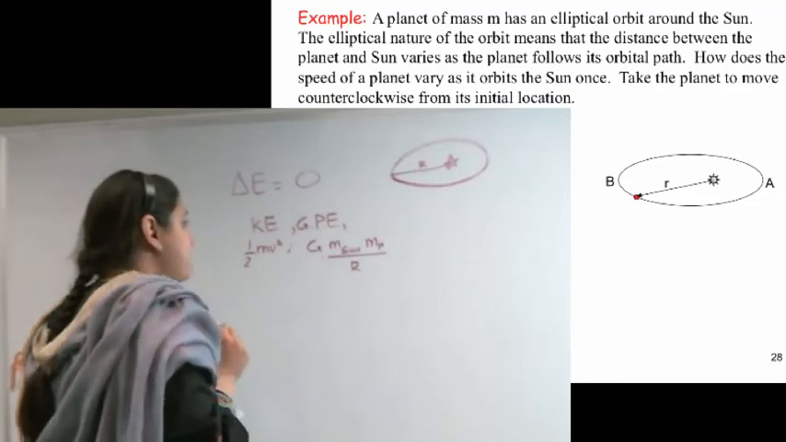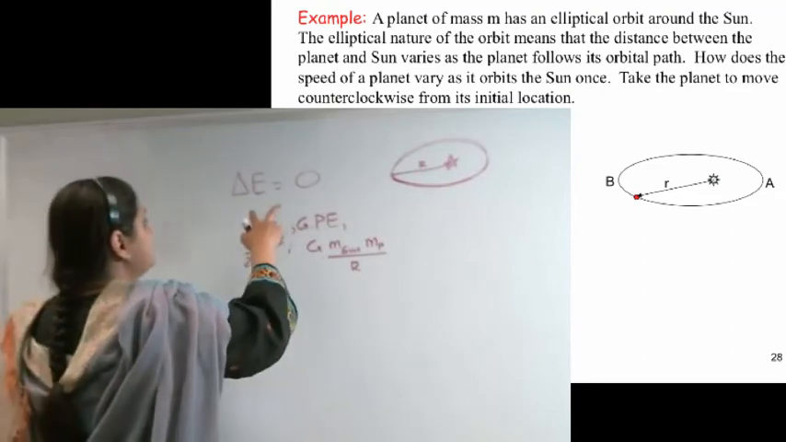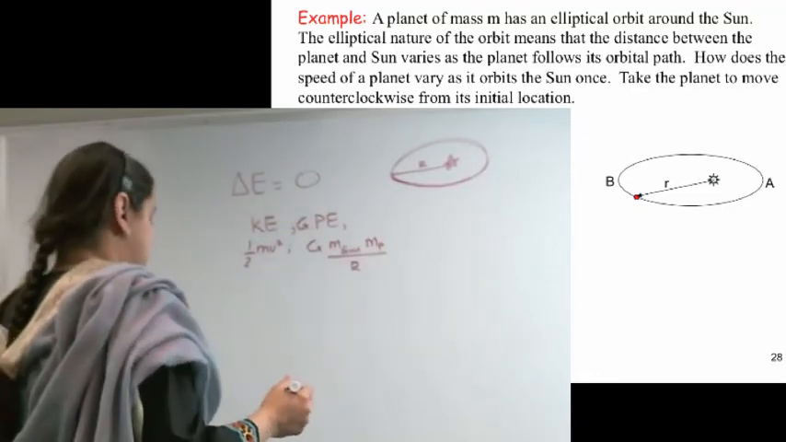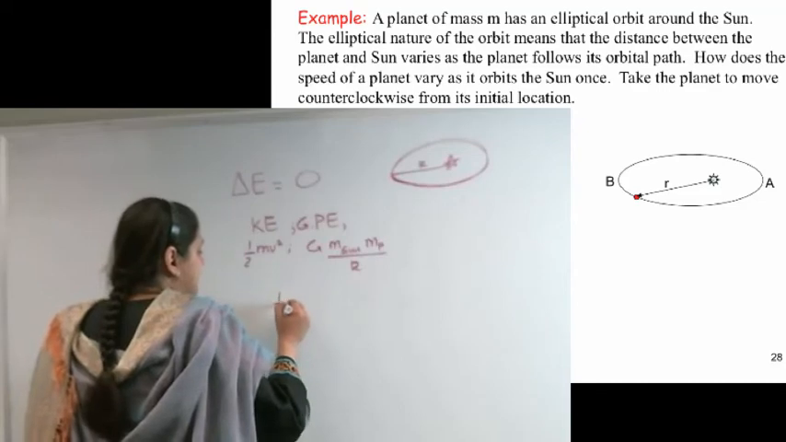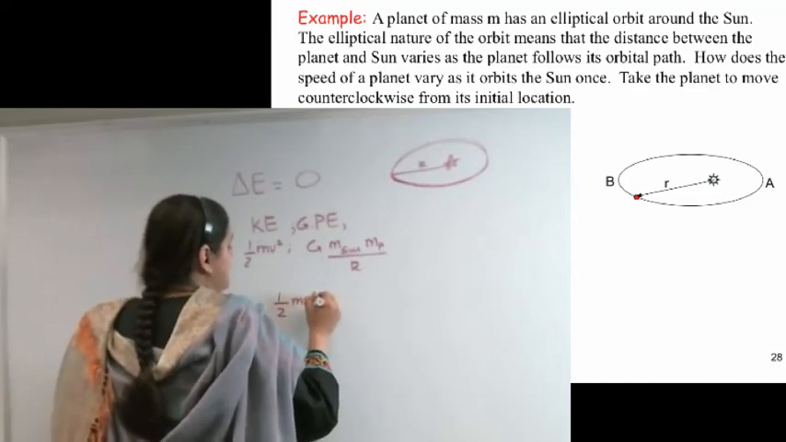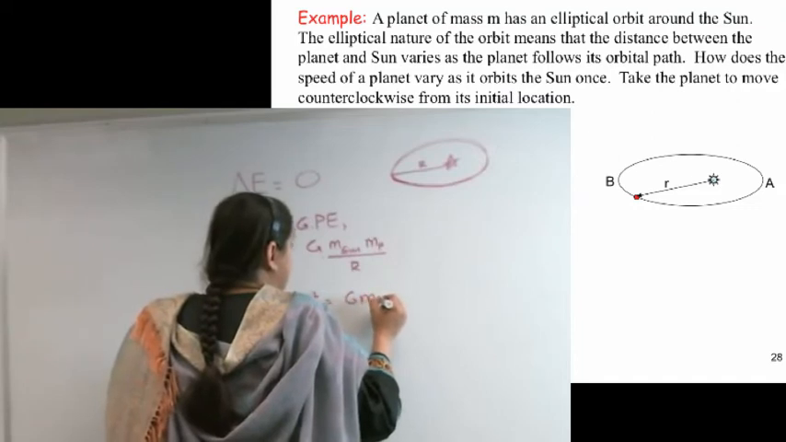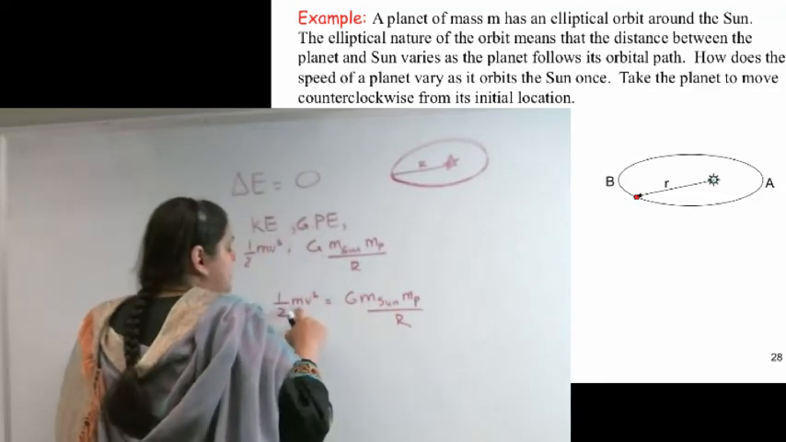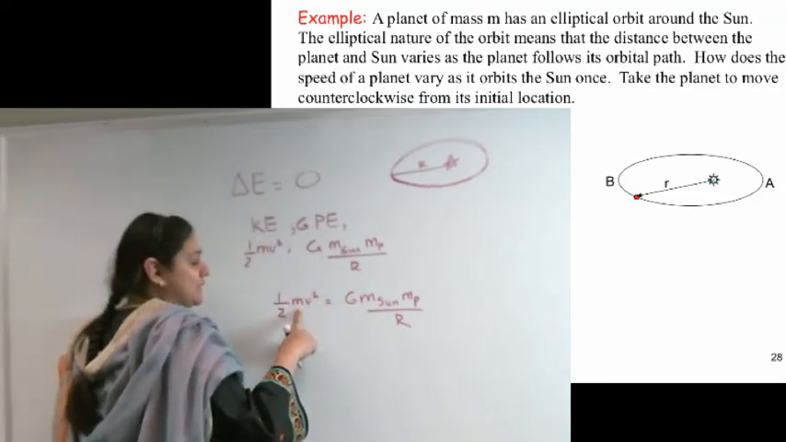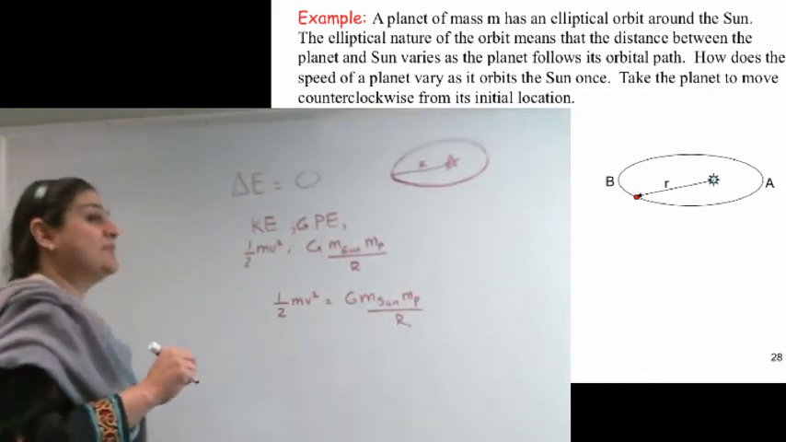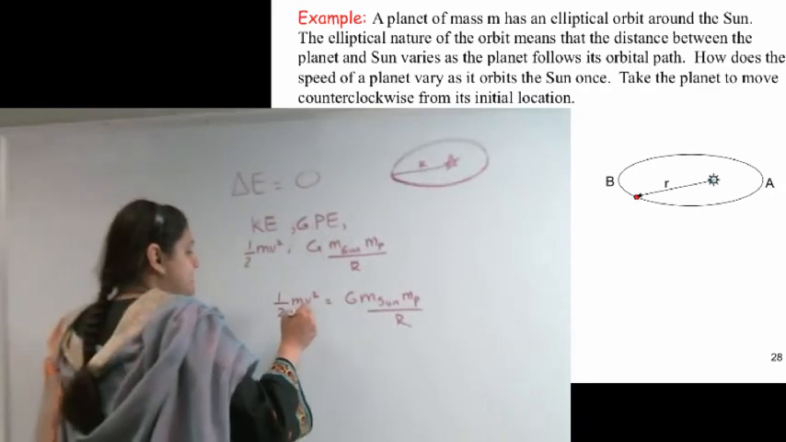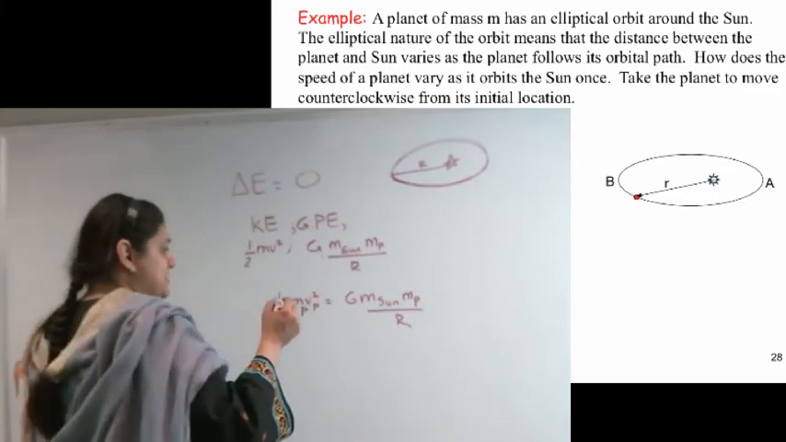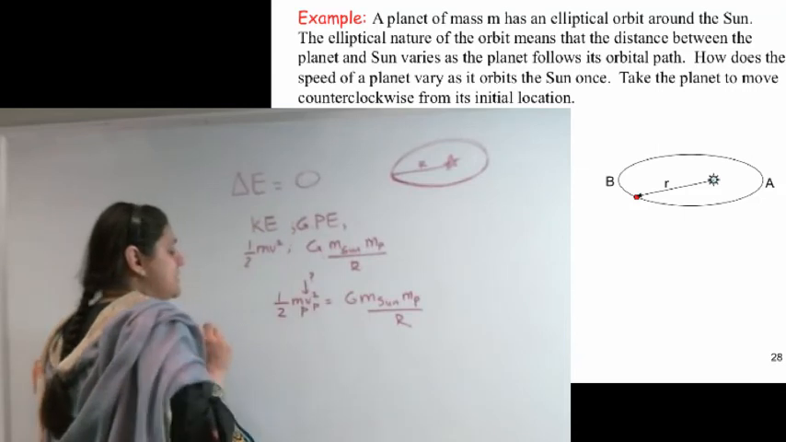I'm calling it r. What do I know? I know that the total energy should be equal to a constant, or the change of energy should be equal to 0. So in this case, can I put 1/2 mv squared equals G, mass of the sun, mass of the planet, divided by r? What should this mass be, the sun or the planet? Remember, this is kinetic energy of the thing that is moving. In that case, this should be the mass of the planet, this is the velocity of the planet, and so on. So now my question is asking me, what is the velocity of the planet?